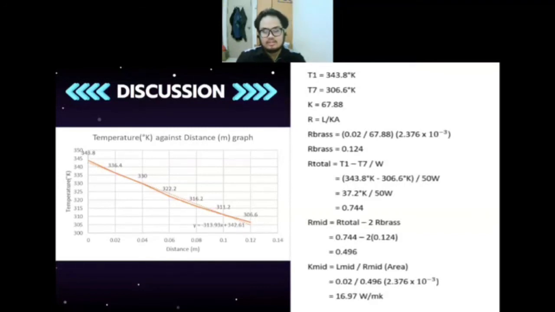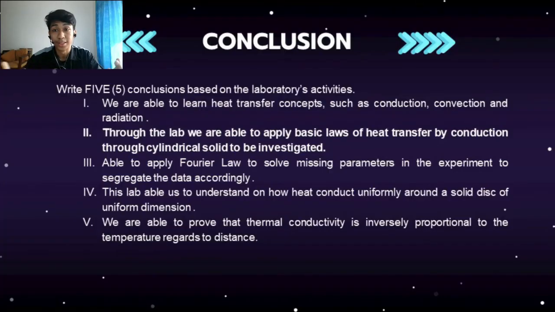Then we are calculating the KMID. The KMID formula is LMID over RMID times area. The value of LMID is 0.02 divided by 0.496 times 2.376 times 10 power of negative 3. We get 16.97 watt per meter Kelvin.